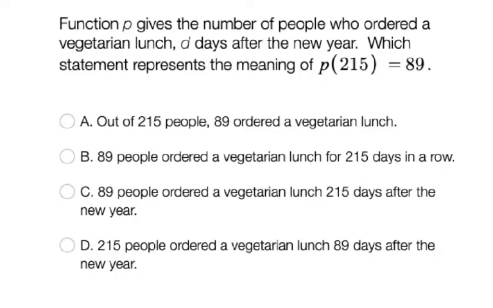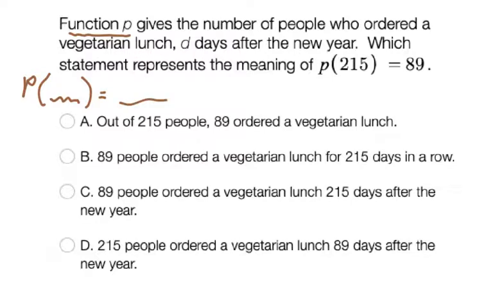All right. Question number 2 says that we've got this function P that gives the number of people who ordered a vegetarian lunch D days after the new year. Which statement represents the meaning of P of 215 is equal to 89? All right, so I just want you to go back to the basics. What do you remember? P is the name of the function. So P of something equals something.